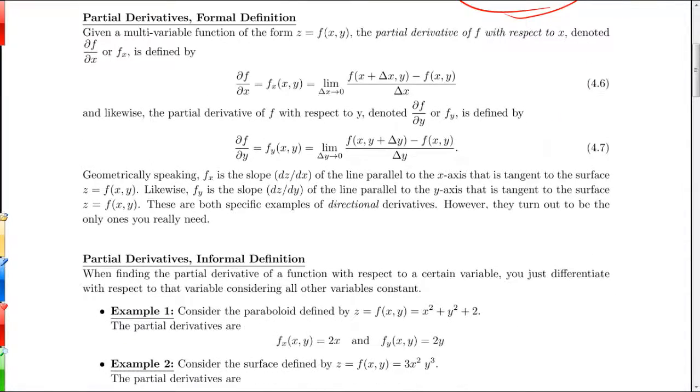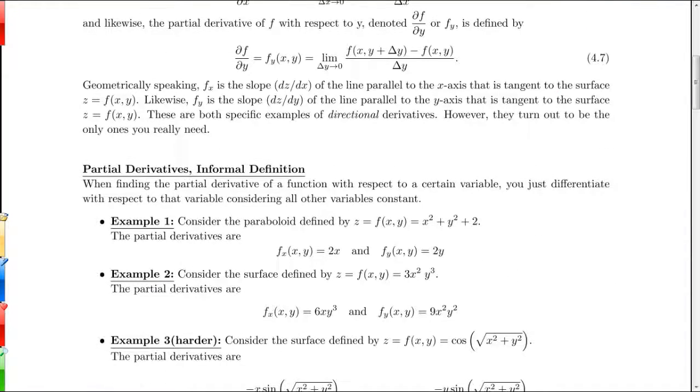I'll show you what I mean. Suppose I have my function from the paraboloid. f of x, y is x squared plus y squared plus 2. If I want the partial with respect to x, all I do is, there's my only x, so the derivative of that with respect to x is 2x. This is a constant as far as x is concerned. So a constant, when you differentiate that, goes to 0. This is always a constant, so all you get is 2x.